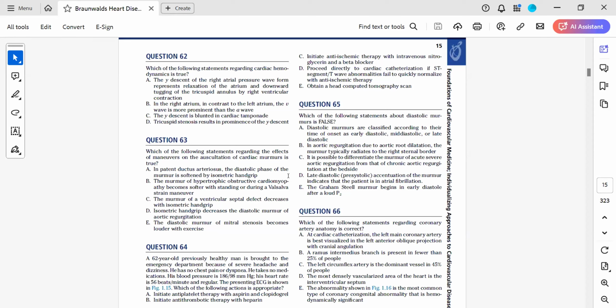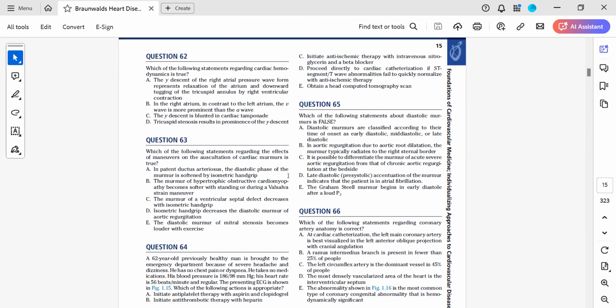B. In aortic regurgitation due to aortic root dilatation, the murmur typically radiates to the right sternal border. False? I think aortic regurgitation murmur usually radiates to the left sternal border. Okay, let me continue. C. It is possible to differentiate the murmur of acute severe aortic regurgitation from that of chronic aortic regurgitation at the bedside. Okay, I don't know this.